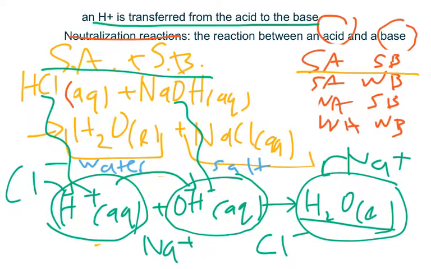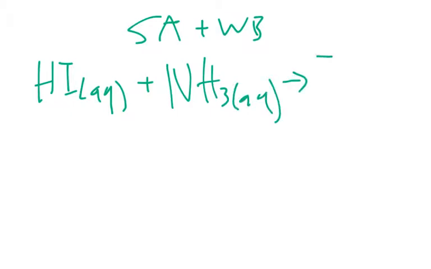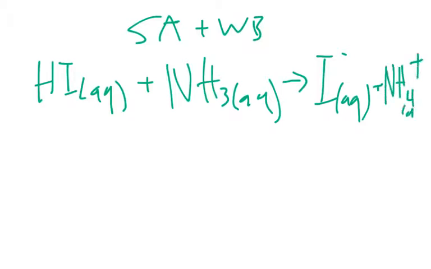Now, knowing that, let's look at another example of a neutralization reaction between a strong acid and a weak base. Let's take a strong acid such as hydroiodic acid, and let's mix it with the weak base that we know of, which is ammonia, and this will form I minus aqueous and NH4 plus aqueous. In order to write the net ionic equation, we have to separate our aqueous ions and acids and such into their components, into what they look like in solution.